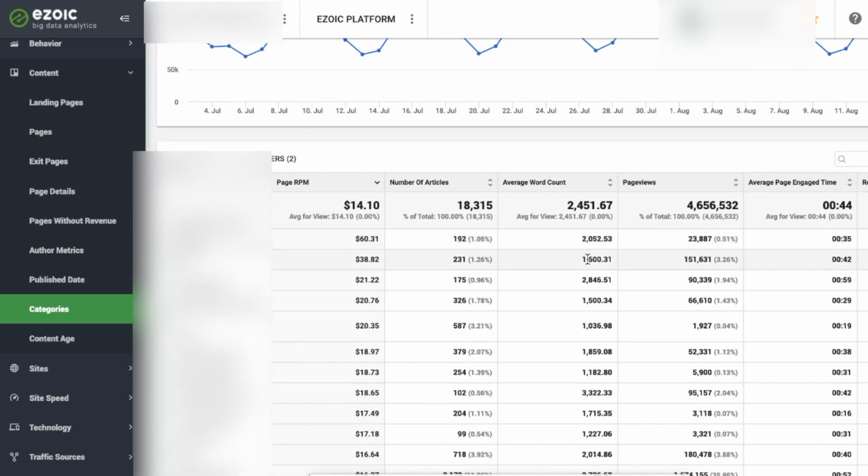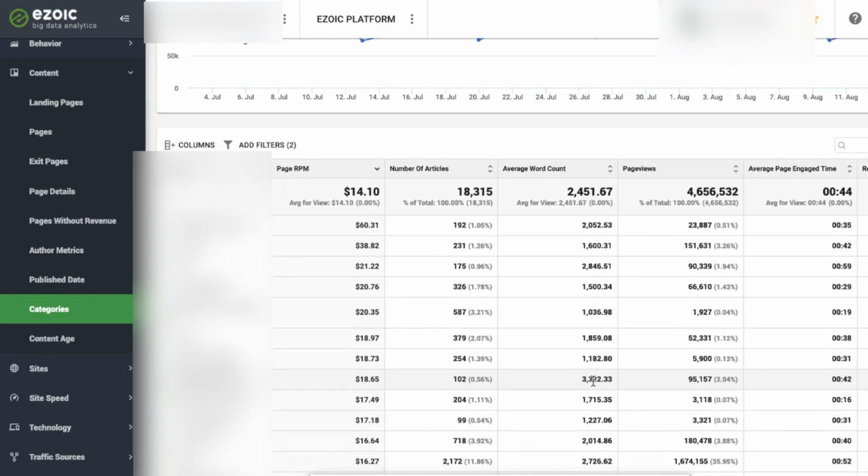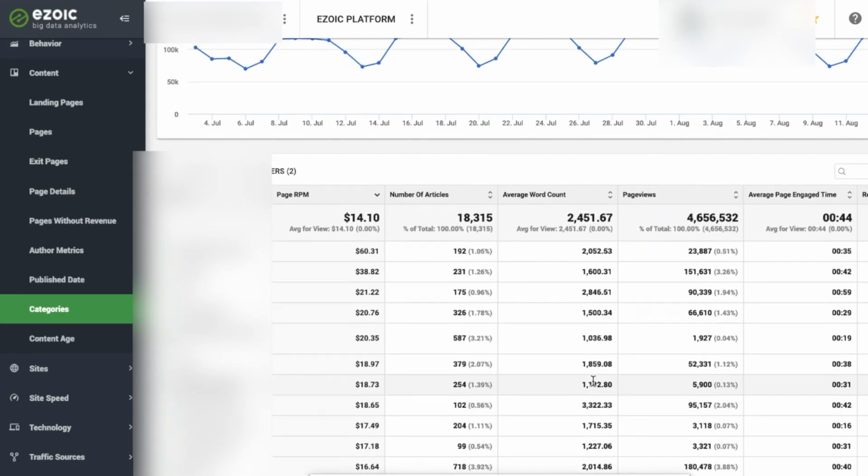And if you look here, a lot of my categories at the top that are earning the highest page RPM are nearing that 2,000 word mark. Actually, the top 3 are above 1,500. And if you look down below, I've got multiple categories that are significantly below that. So these are really good portions of content that I need to be paying attention to. These categories in particular are maybe some that I want to write more content for that would fall within these categories on my site.